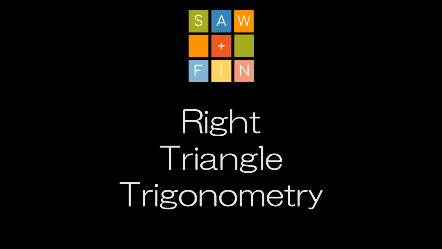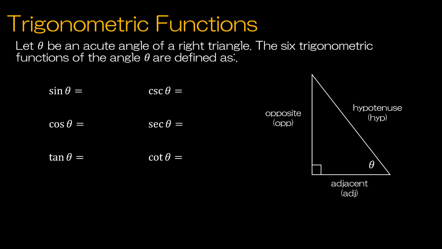Right triangle trigonometry. We've already looked at the 6 trigonometric functions when we were learning about the unit circle. So now we're just going to look at them again in the lens of a right triangle. And this tends to be the lens that students are most familiar with. We've all heard about opposite and adjacent and hypotenuse.